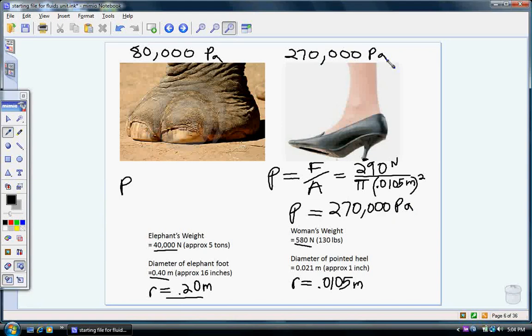That's why you could probably walk an elephant across the gymnasium floor and the elephant probably wouldn't damage the gymnasium floor. But a woman walking across the gymnasium floor in her high heel shoes could do some serious damage because of the intense pressure. You know, it would probably put little indents in the wooden floor.